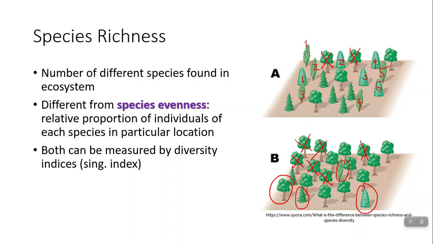Now, you can measure both the species richness and the species evenness with what's called a diversity index. And I know I have here the term indices. Indices is the plural of index. So there are a couple of different ways to measure this. We're going to try out one in class. But like I said, you shouldn't have to do this math on the AP test, and we will try to make it less math heavy in our lesson in class as well.